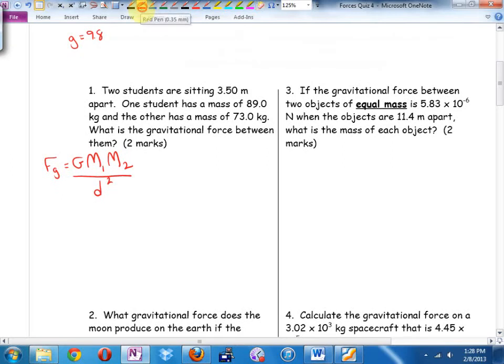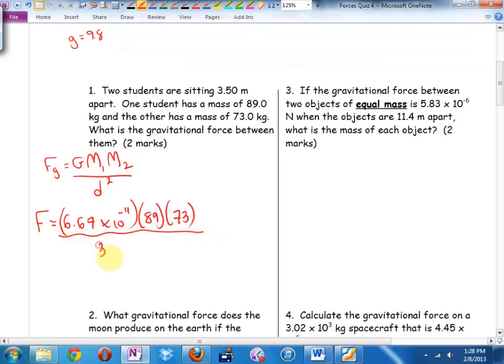Two students are sitting 3.5 meters apart. Let's use Stefan and Nick, 3.5 meters apart roughly, give or take. One student has a mass of 89, the other has a mass of 73. That's probably not their masses, those are a little high, but the physics here is good. What's the gravitational force? So it's going to be 6.67 times 10 to the negative 11, mass 1, 89, mass 2, 73, all divided by 3.5 squared.